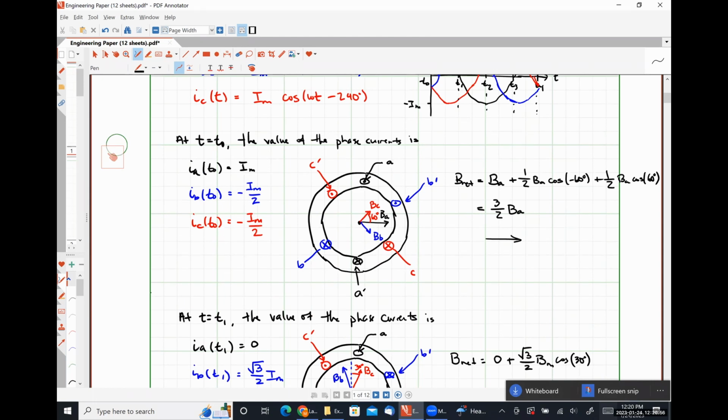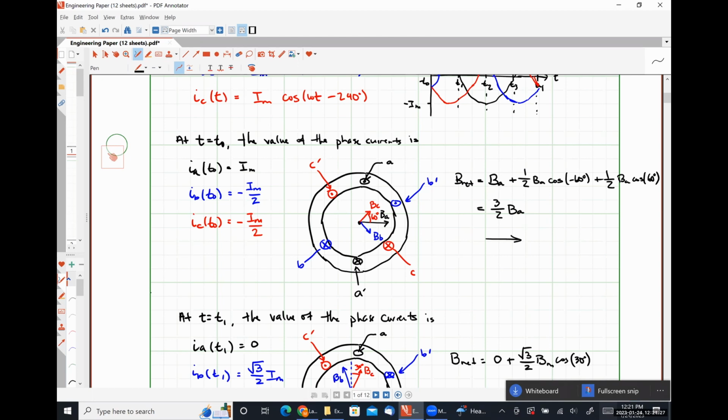So the strength is going to be 3/2 maximum value of B, but it's going to be directed to the left. What do you think is going to happen at T3? So T3 is just T1, but 180 degrees out of phase. So it's going to be the exact same thing, but directed down. If we looked at any other value of time, what we're going to find is that our field strength is constant, but its direction is just slightly skewed.